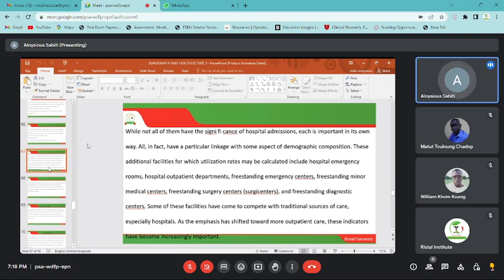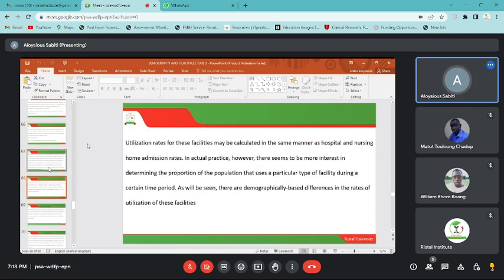As the emphasis has shifted towards more outpatient care, these indicators have become increasingly important. So most services are being offered at outpatient level. It is key that you analyze the characteristics of patients coming to seek this care. That slide is roughly telling you what we've been discussing: utilization rates for these facilities may be calculated in the same manner as the hospital admission rates.